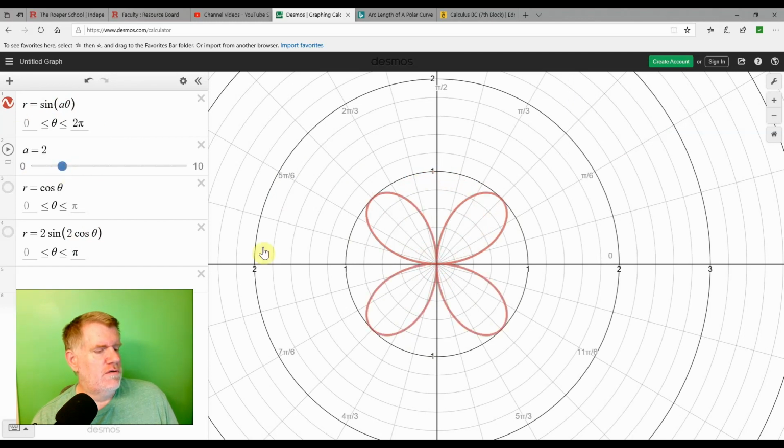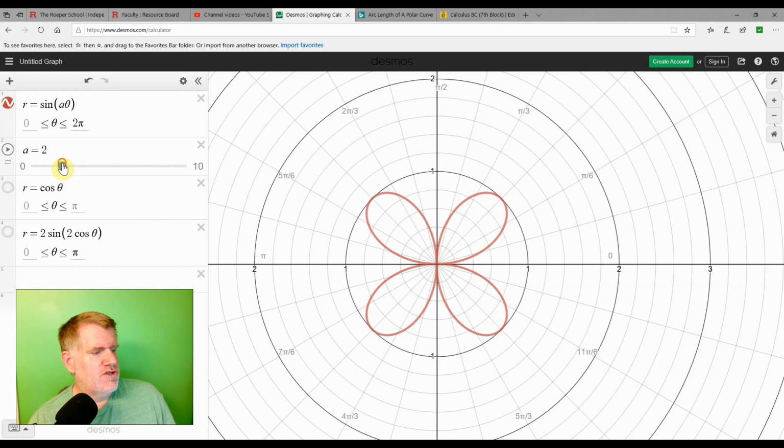When a is 2, oh, now we've got 4 petals. It goes out to 1 again, and it comes back to 0. And it does that, goes out to 1, comes back to 0. Goes out to 1, comes back to 0. So there are 4 times between 0 and 2 pi that the sine of 2 theta would equal 0. It would equal 0 at 0, at pi over 2, at pi, at 3 pi over 2, and at 2 pi.